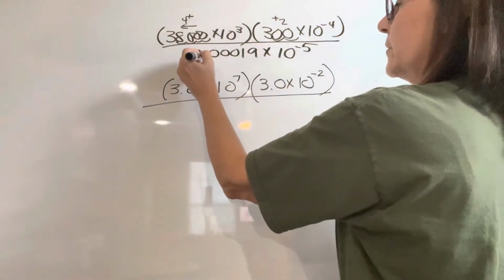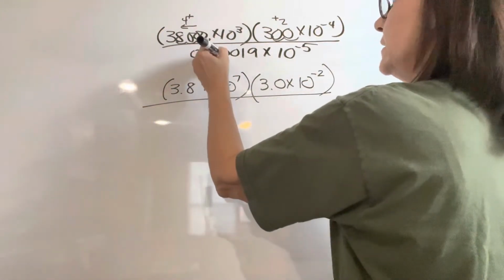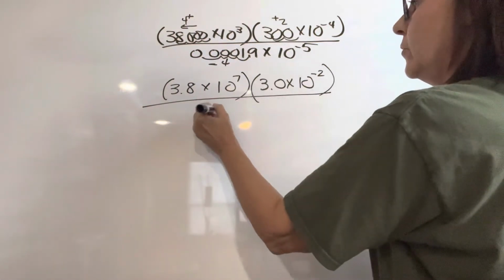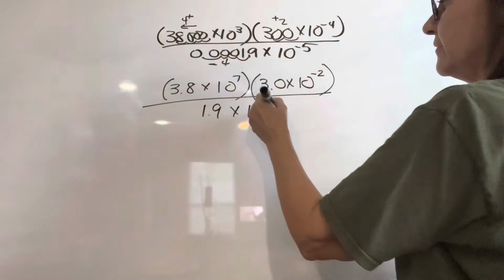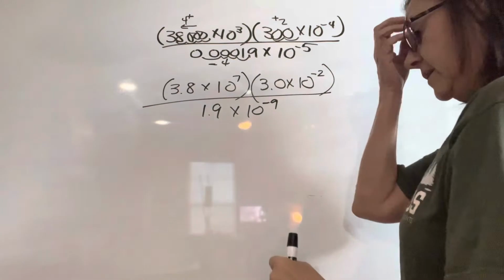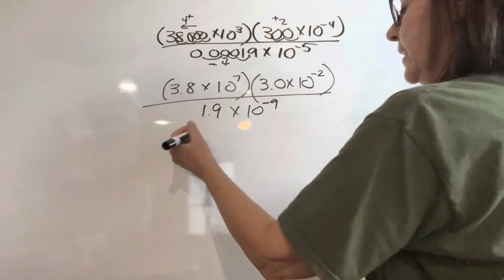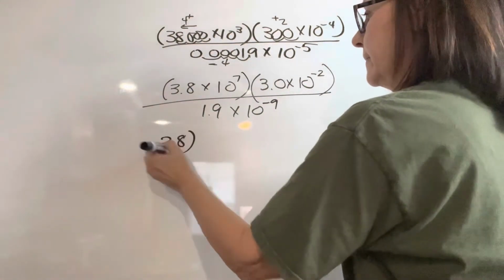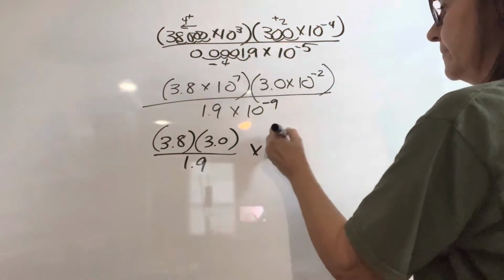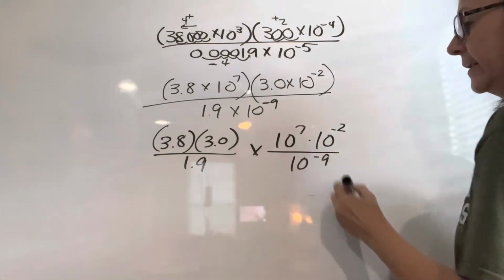All over. Now I'm going to move this one to the right, so it's going to be negative. So it's 1, 2, 3, 4, so I'm subtracting 4. So it's going to be 1.9 times 10. Negative 5 and negative 4 is negative 9. Now I can break them apart. I can do my constants and my 10 to the power. So it'd be 3.8 times 3.0 over 1.9 times 10 to the 7th times 10 to the negative 2 over 10 to the negative 9th.